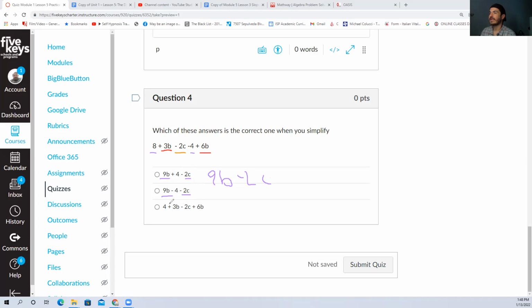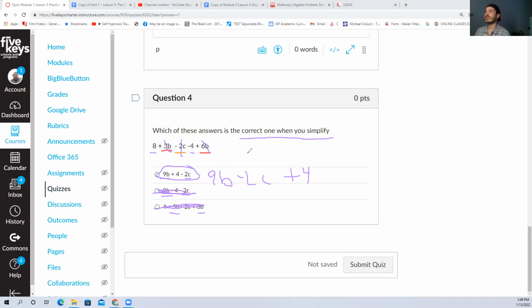This one has 9 bananas, but they didn't combine them, and the question is asking us to simplify. So we can assume that this one's not the right answer. Okay, so what have I left off? I've dealt with my bananas, I dealt with my carrot. I have $8, and then someone took away 4. That leaves me with plus 4. This one's minus 4. Goodbye. This has got to be the right answer.